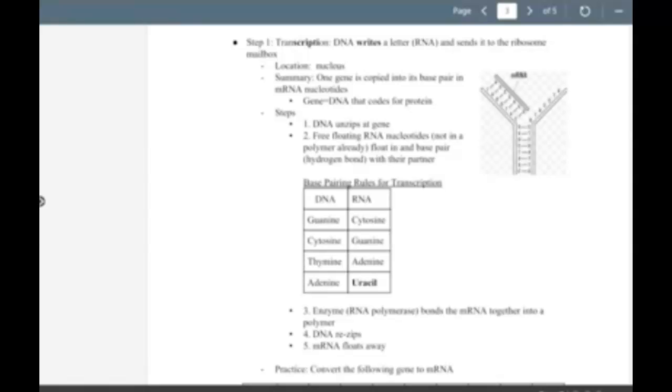The DNA unzips, that breaks the hydrogen bonds, and then look at step 2, free-floating nucleotides come in and base pair. So let's put a box around the word unzips. We're going to call that the unzip step. First, the DNA unzips.